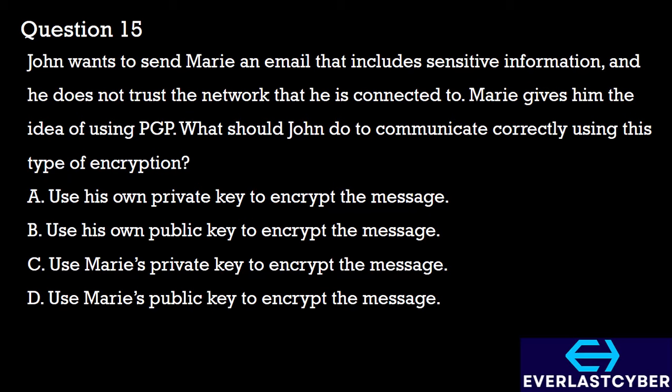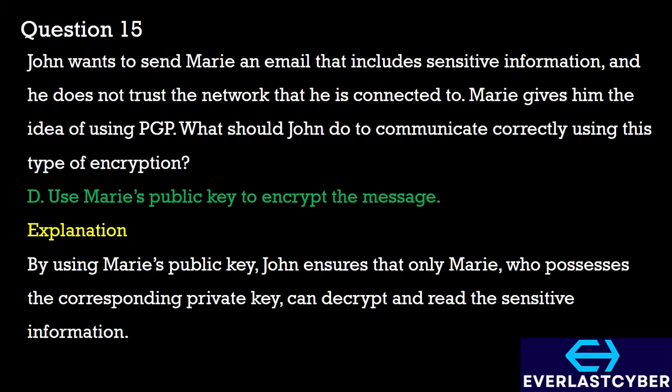PGP, or Pretty Good Privacy, is a public key encryption system. In this system, Maurice's public key is used by John to encrypt the message because this will ensure that only Maurice can decrypt it using her private key. John's private key is not involved in encrypting the message. It is only used to decrypt any message that he receives. So by using Maurice's public key, John will ensure that only Maurice, who possesses the corresponding private key, will be able to decrypt and read the sensitive information.